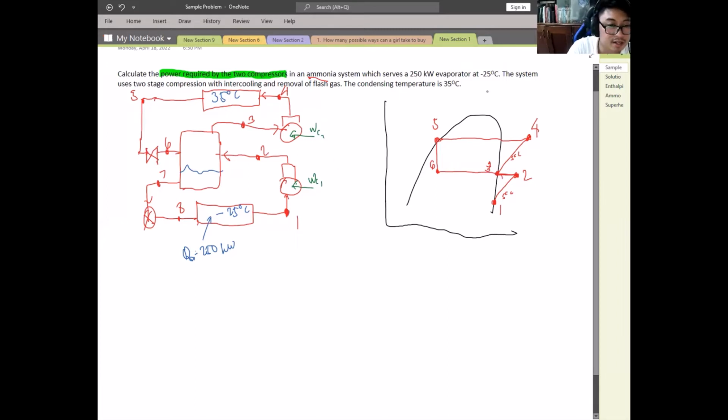Okay, because of the flash tank, ma-absorb yung heat through the intercooler, through the flash tank. So mababawasan siya ng heat until ma-reach niya itong ating saturated line. So, saturated liquid siya rito. Yun ang nagagawa ng flash tank, so ino-convert niya yung refrigerant into saturated.